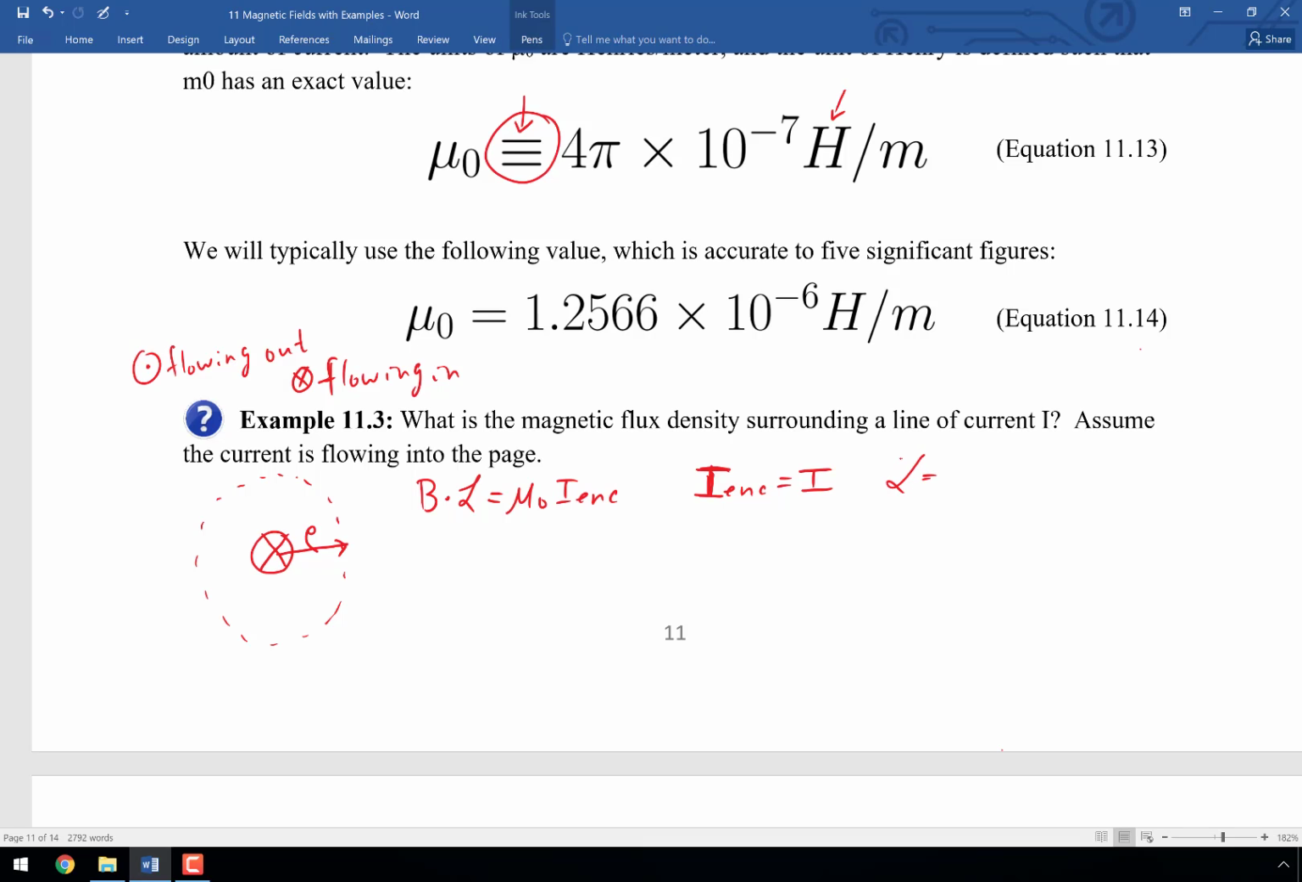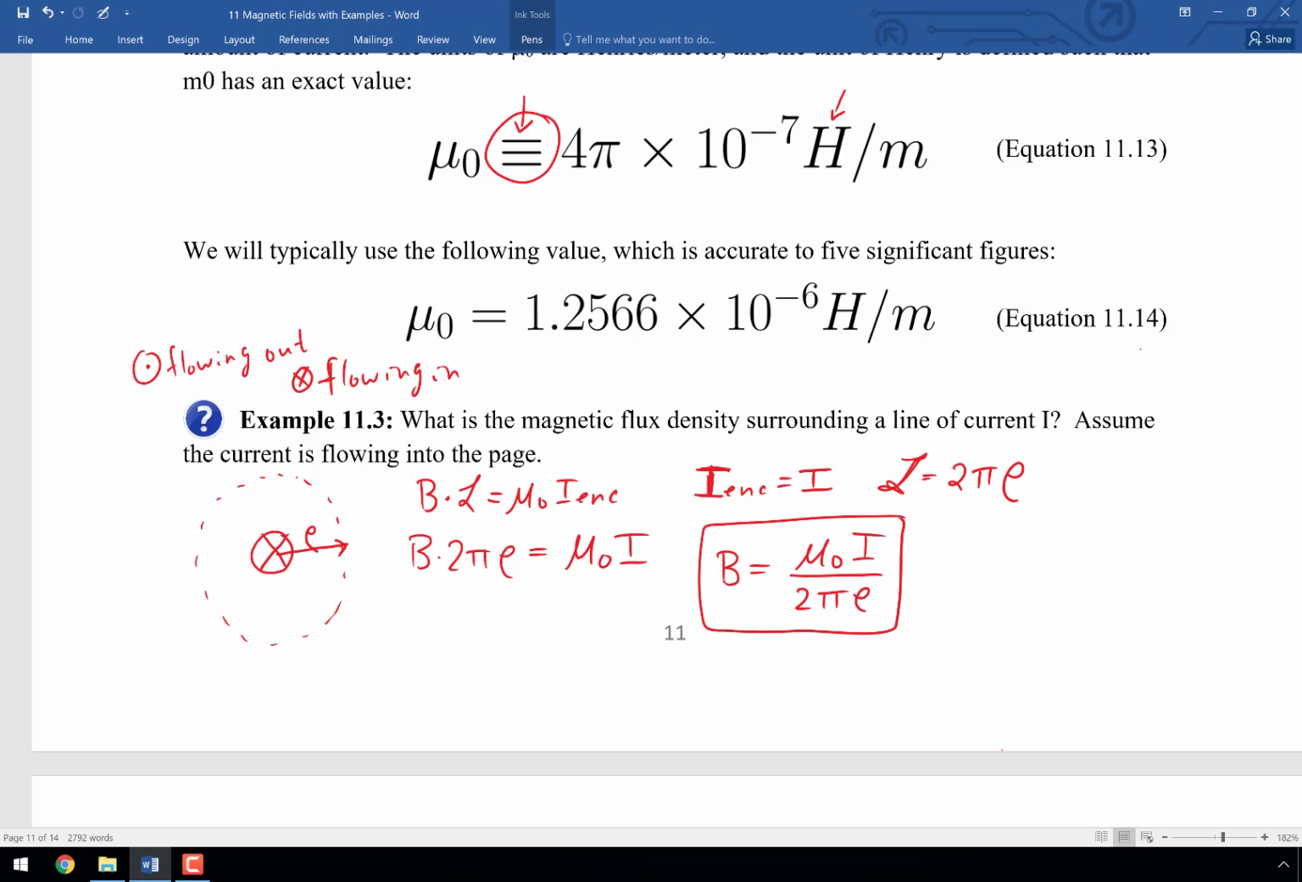L is going to be equal to 2 pi times rho. That's the circumference of a circle that has a radius of rho. So I can say B times 2 pi rho is equal to mu sub 0 times I, or B is equal to mu sub 0 times I over 2 pi rho. And there we go.